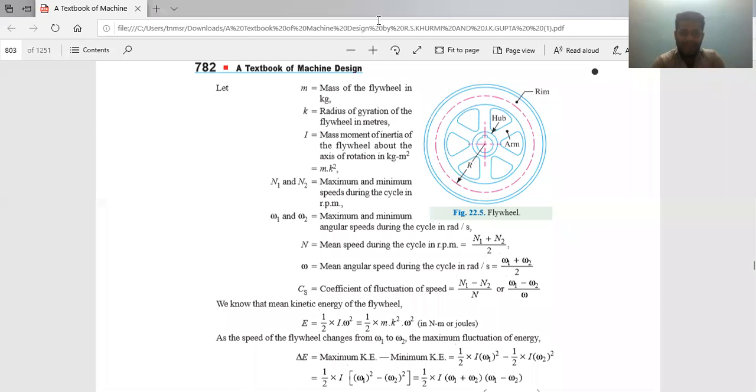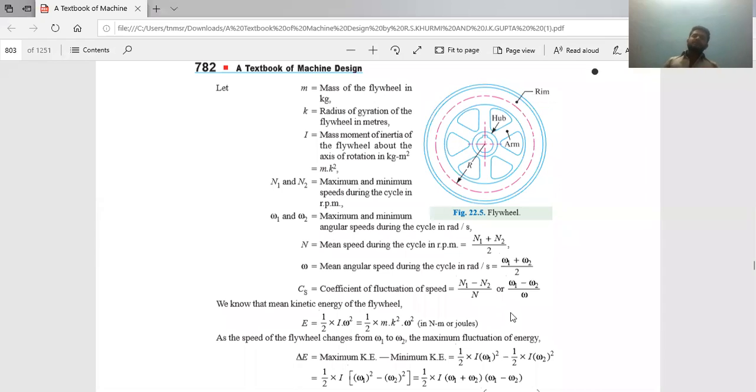Now, what is this n? N is the mean speed of the flywheel. That is maximum speed plus minimum speed divided by 2, that means n1 plus n2 by 2. Similarly, I can calculate the mean angular speed of the flywheel: maximum angular speed plus minimum angular speed divided by 2. So I can calculate the coefficient of fluctuation of speed, because by definition it is the difference between the maximum and minimum speed divided by the mean speed. Same goes for angular speed also: omega 1 minus omega 2 by omega.